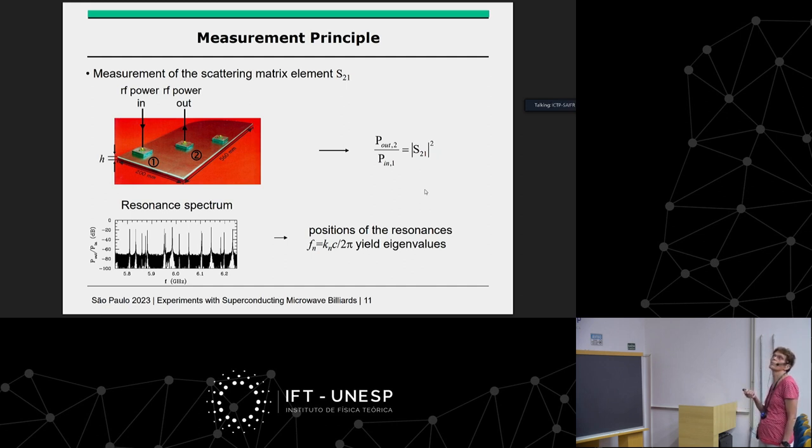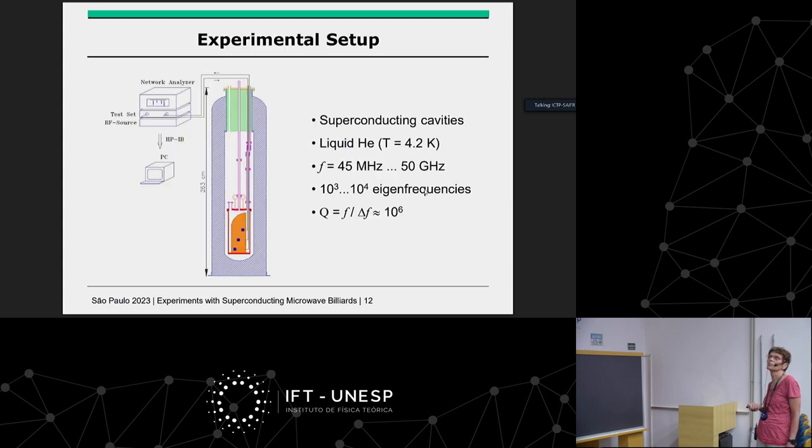Now when you plot this quantity versus frequency, you get extremely sharp resonances as long as the cavity is superconducting. This is important because the eigenfrequencies are obtained as the positions of these resonances. If you have well-isolated resonances, it's possible to get eigenfrequencies, but if you have overlapping ones, then it's impossible. In this system, we obtained several thousands of eigenvalues using such cavities at superconducting conditions.